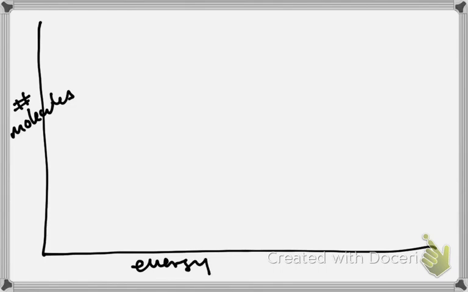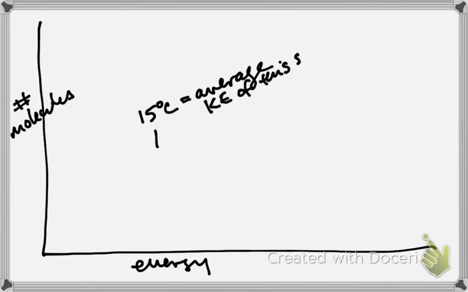So what we did last time is we imagined taking a sample of molecules. In this case, we're going to imagine that we're taking a sample of water molecules from the ocean. We know that the temperature of the ocean, we've defined it as 15 degrees Celsius. And what we mean by temperature there is the average kinetic energy of this system.